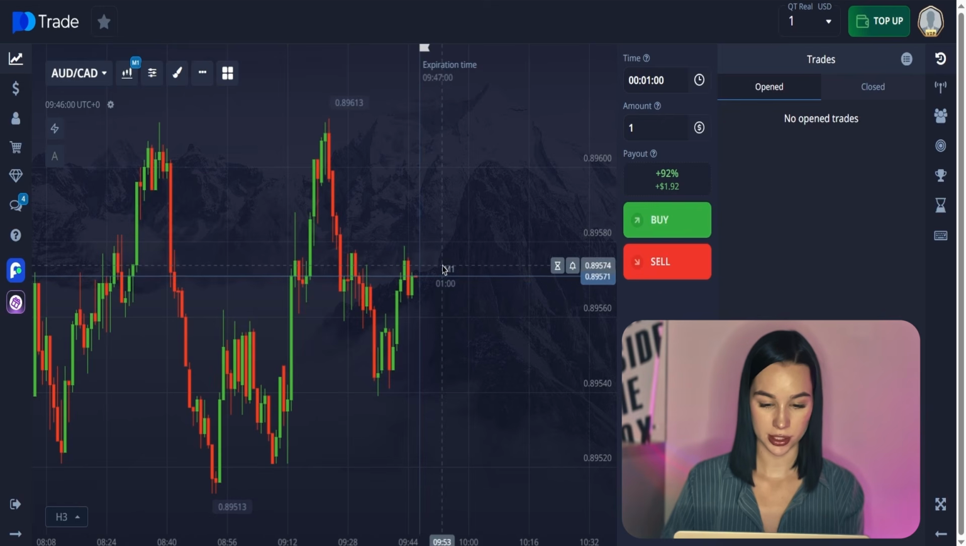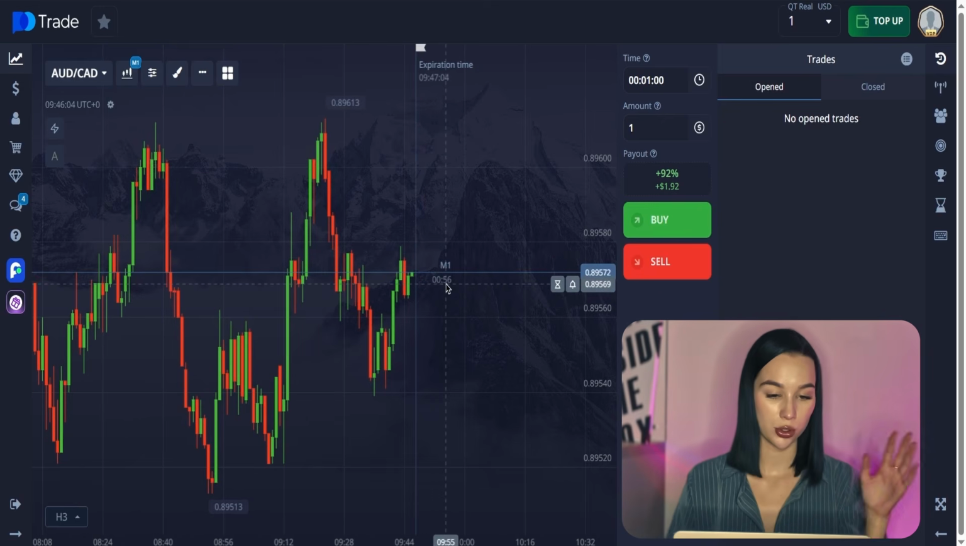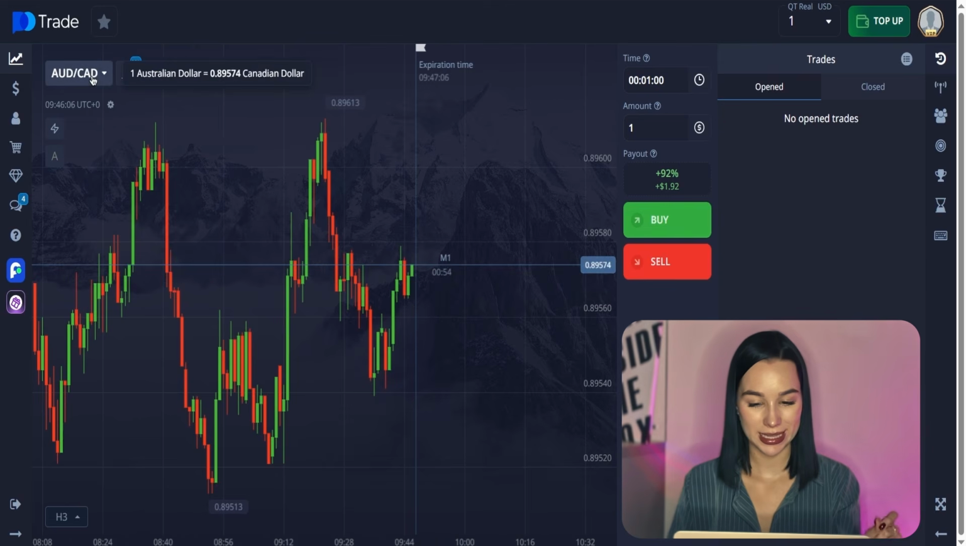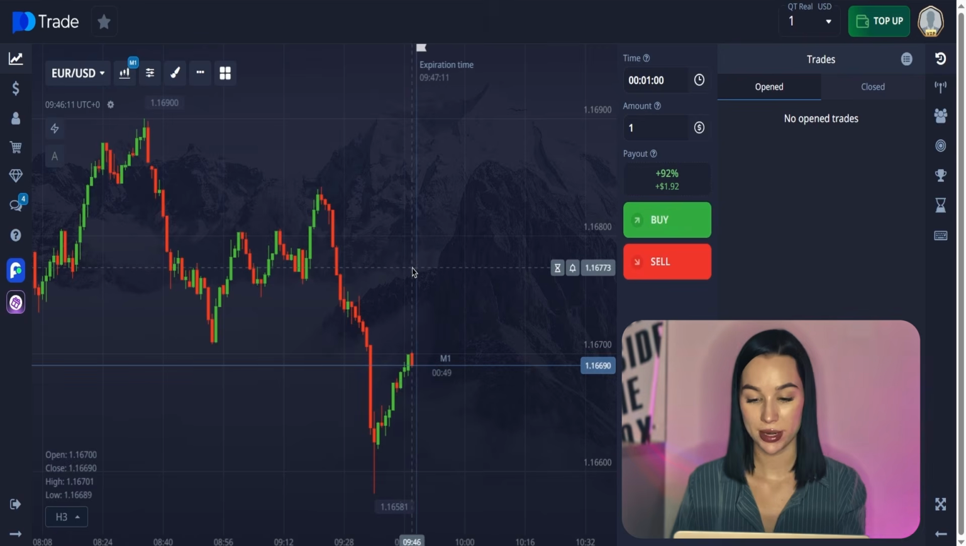So guys, let's get started. For today, we need two platforms, TradingView and Pocket Option. On TradingView, we will have our indicator and we will analyze it. After that, we will go to Pocket Option to open a trade.